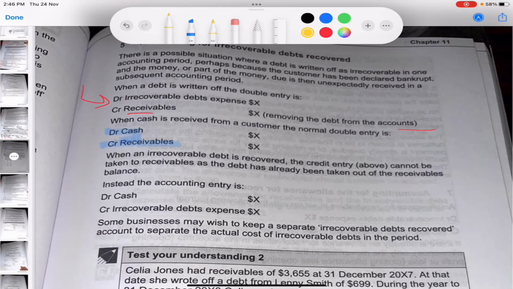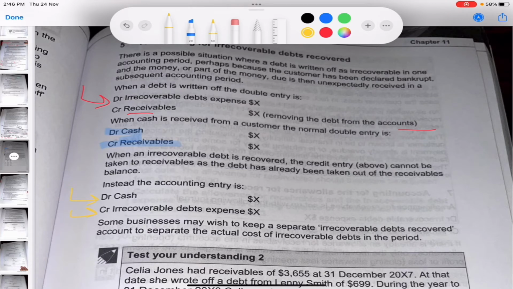Okay. Now tell me, whenever an irrecoverable debt is recovered, so we have already closed the accounts, we have already written it off, now suddenly they are giving us the money. In such situations, what are you going to do? Think about it. Whenever irrecoverable debt is recovered, we are going to debit cash. Why debit cash? Because cash comes in, and credit the irrecoverable debt expense.